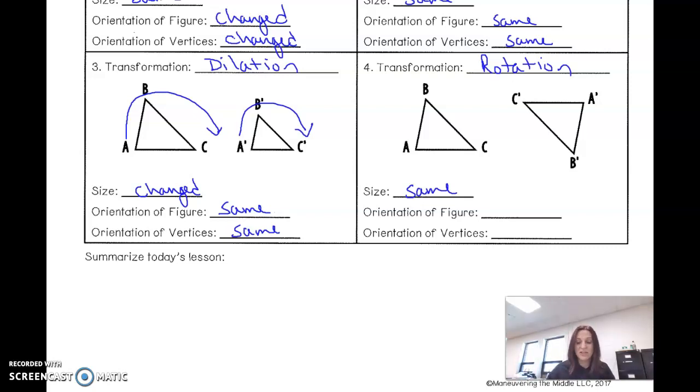Now, orientation of the figure. Well, if I think of this part here as being the nose, it's facing a different direction this time. So our figure changed direction, changed its orientation.